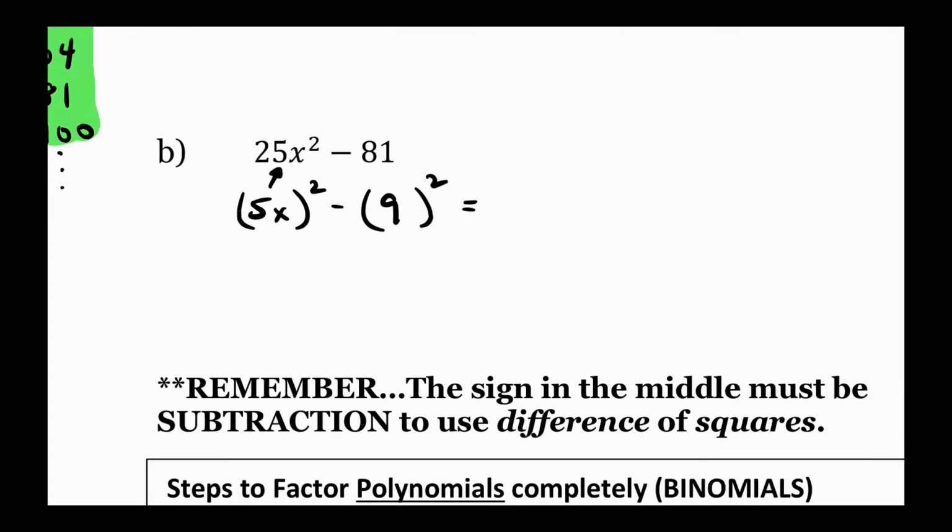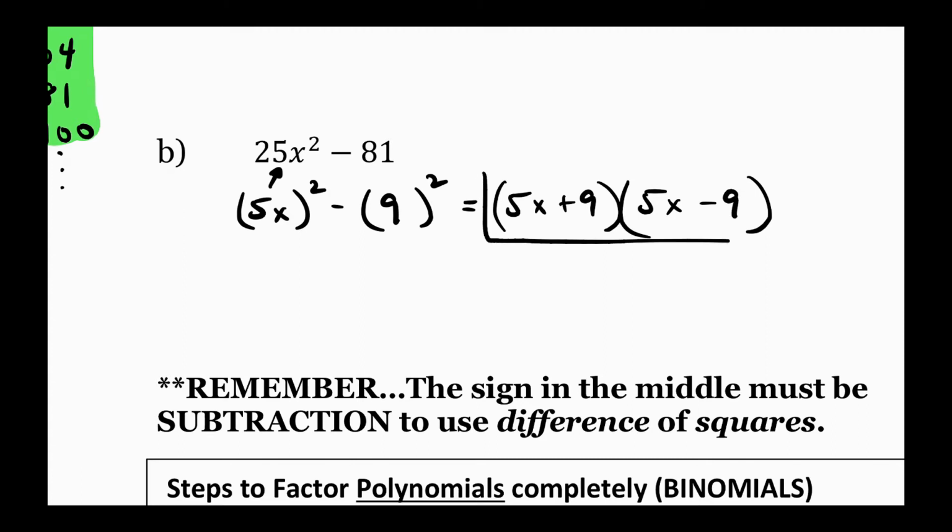So since that's true, I can factor it like this. 5x plus 9, 5x minus 9. Difference of squares. Now our goal today is to find those. Problem is they're hidden. Okay, so we have to look closely. Anytime we find those, we can use this little difference of squares rule. Remember though, it has to be a subtraction in between them.